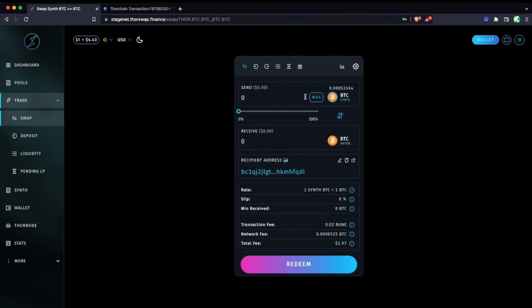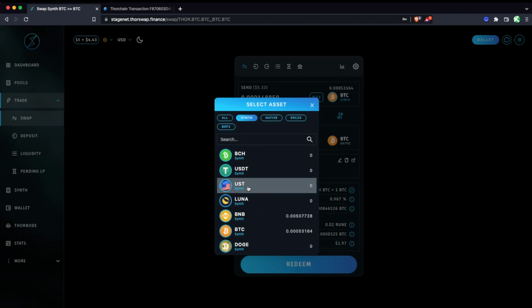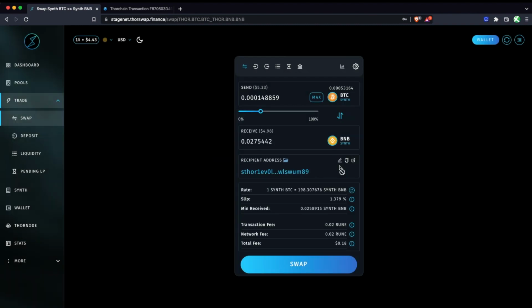So BTC synth, we'll swap this to synthetic BNB. Let's just do all of it, and we'll see the fee breakdown. Again, this slippage is high because I'm on StageNet, but this is actually half the slippage of a normal native BTC to native BNB swap, for example. And the fee is just the low native Rune fee, so make sure you have a little bit of Rune. And let's swap.